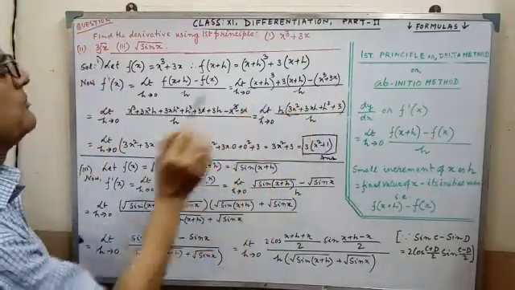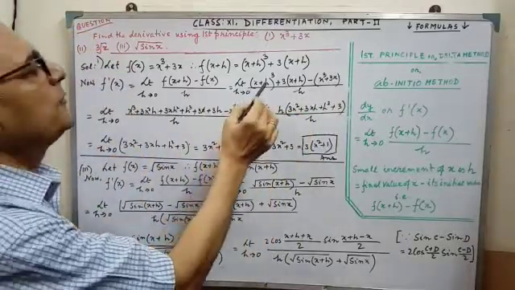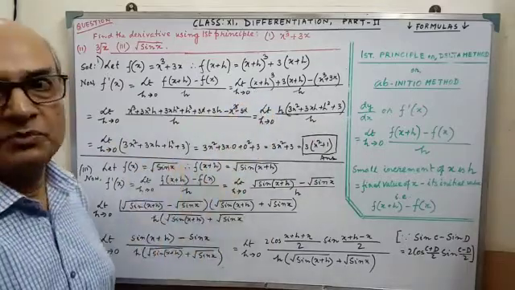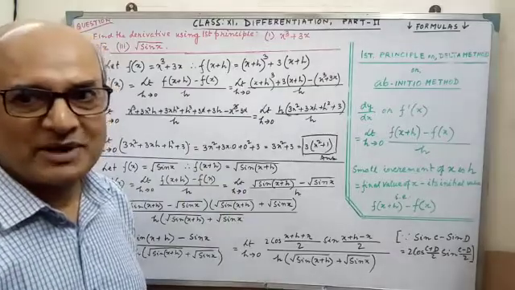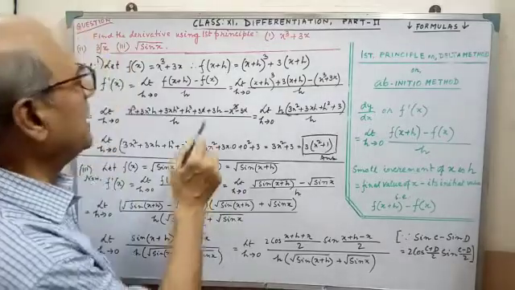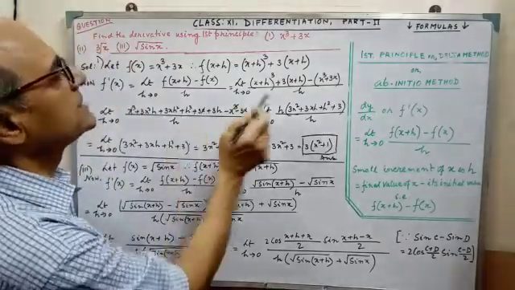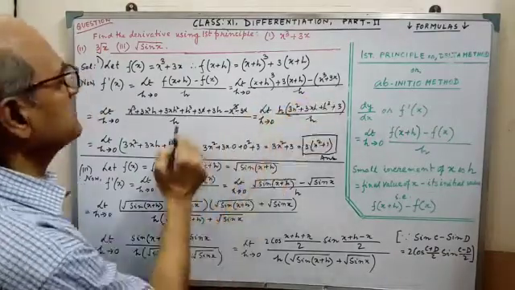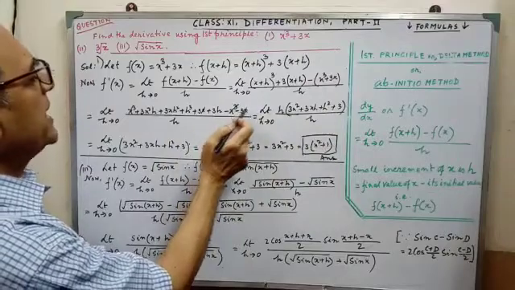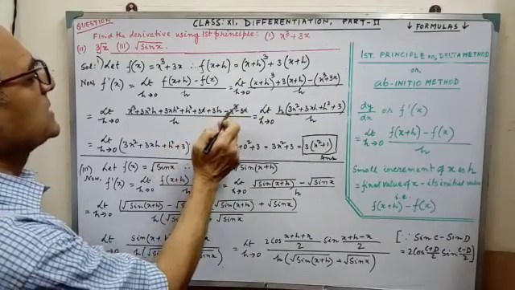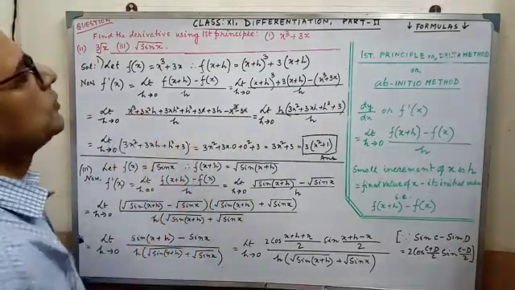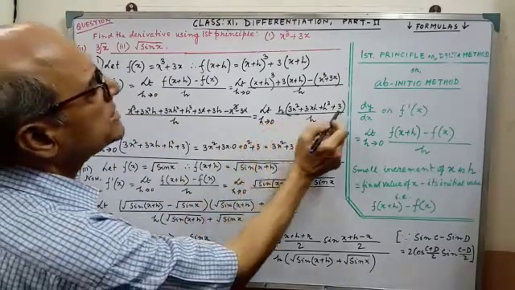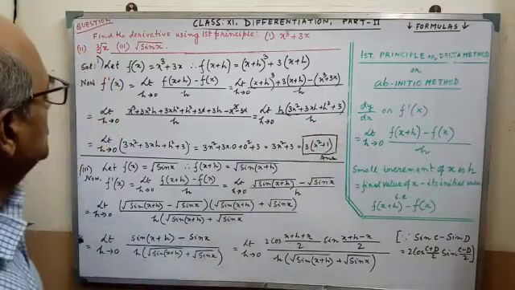Now we have to simplify, by applying the formula (a plus b) whole cube, that is known to you very well: a cube plus 3a square b plus 3ab square plus b cube. By applying the formula we are getting this, then simplify into 3x plus 3h minus x cube minus 3x by h, and 3x minus 3x will be cancelled, x cube minus x cube will be cancelled, then h taking common, this expression is coming divided by h.